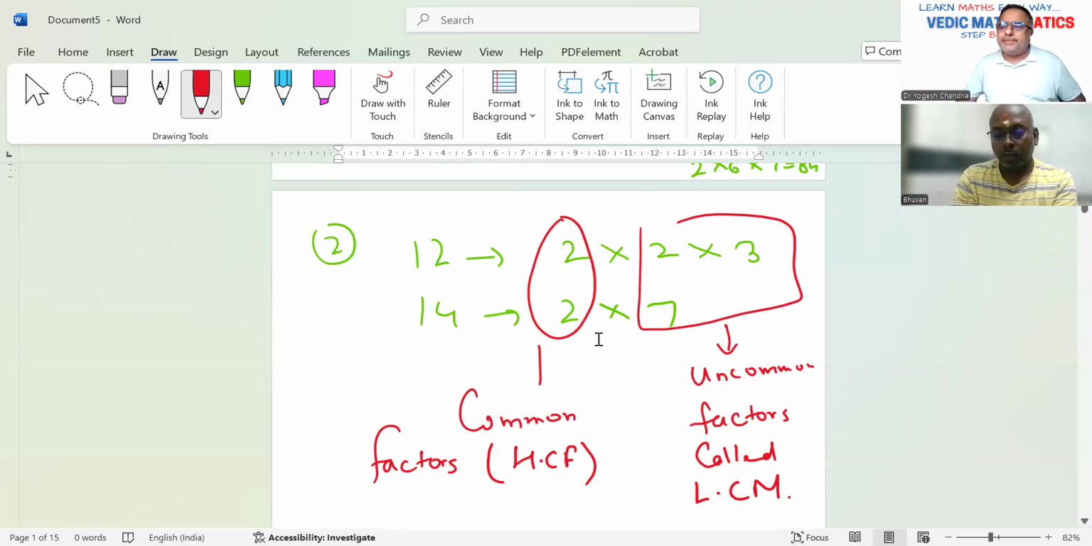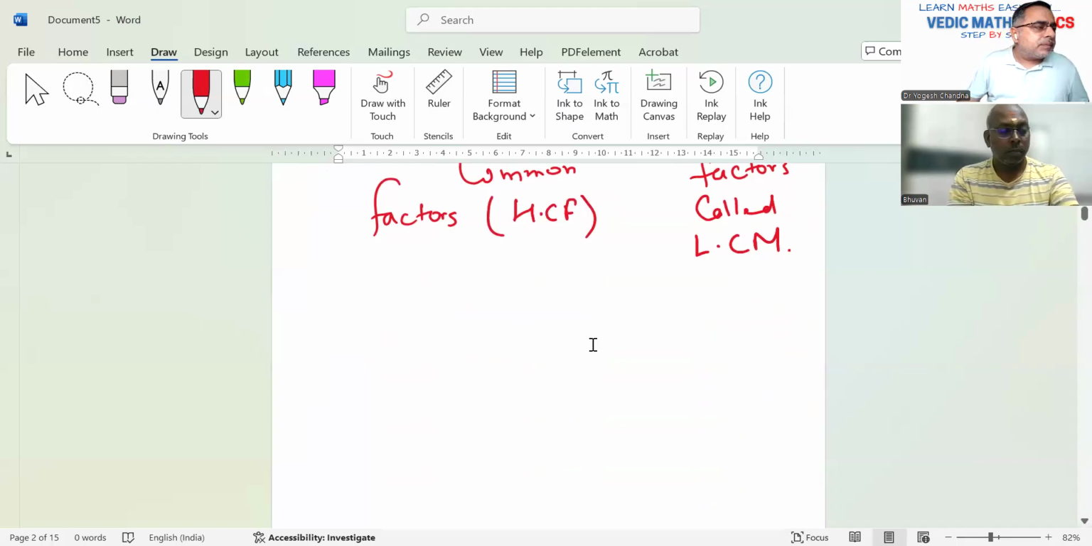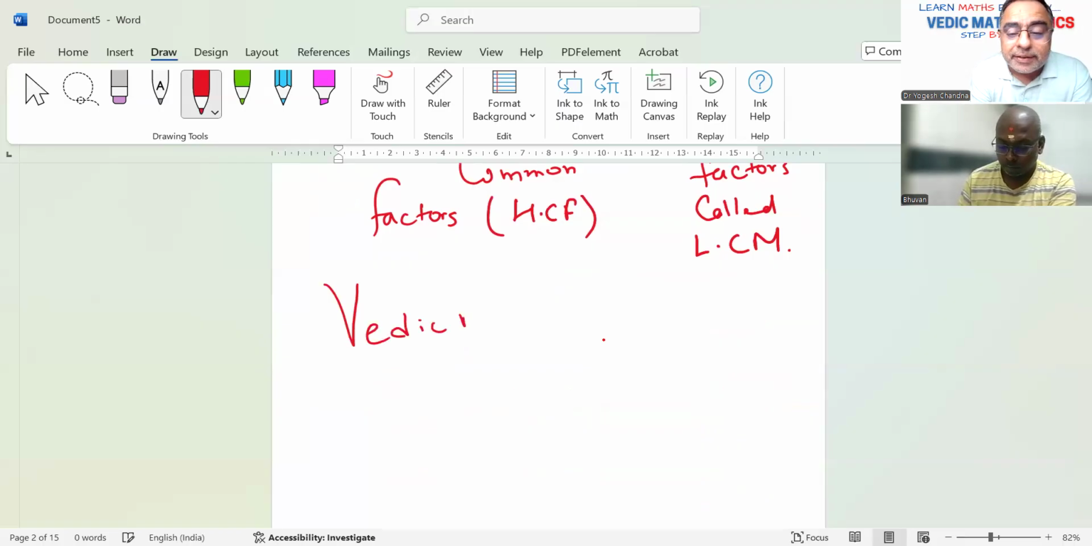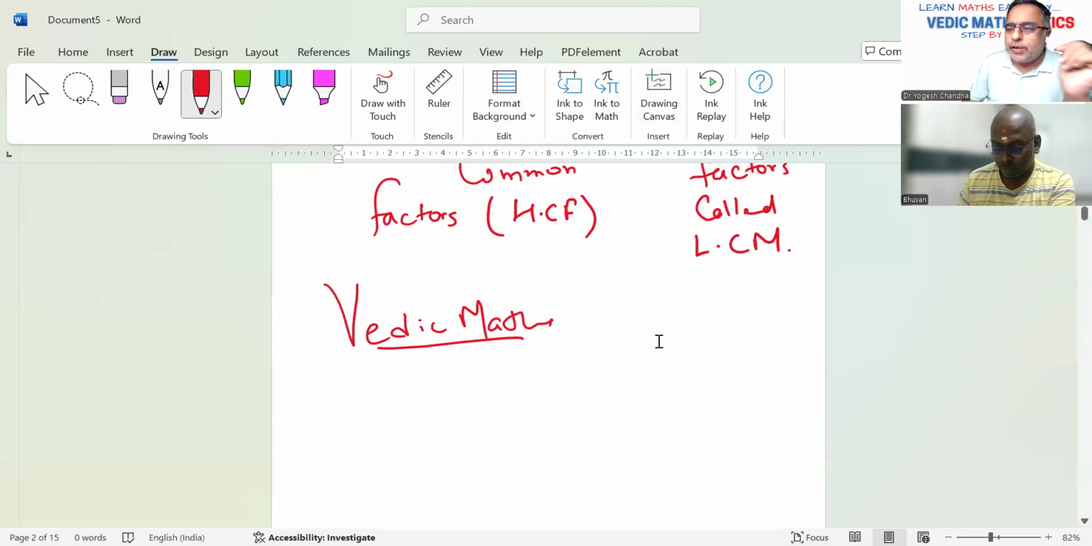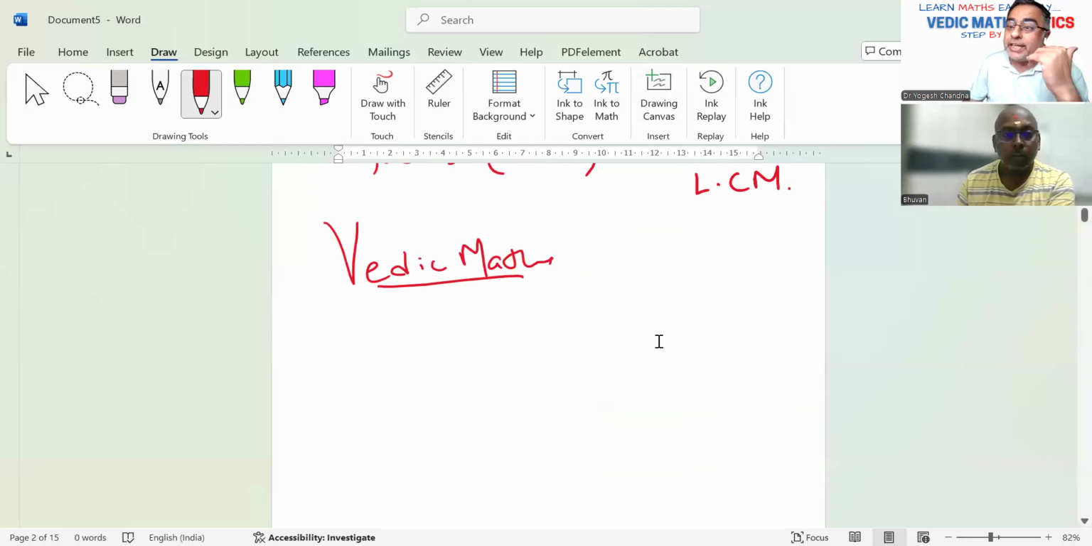Yes, any doubt? Yes, Bhuvan? No, sir, no doubts. Okay. Now, the third method we'll be learning today is the Vedic maths method. You can say we use Anurupena Sutra because we take the ratio, right?